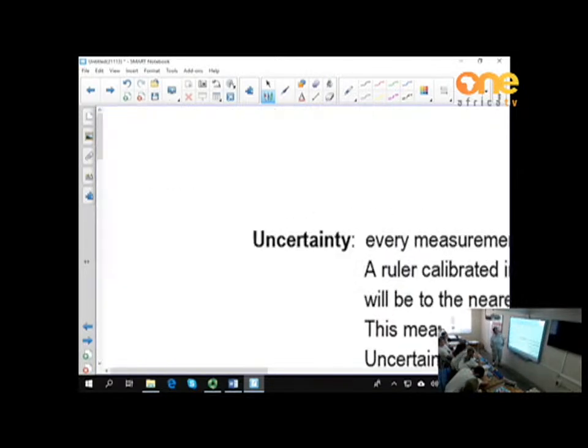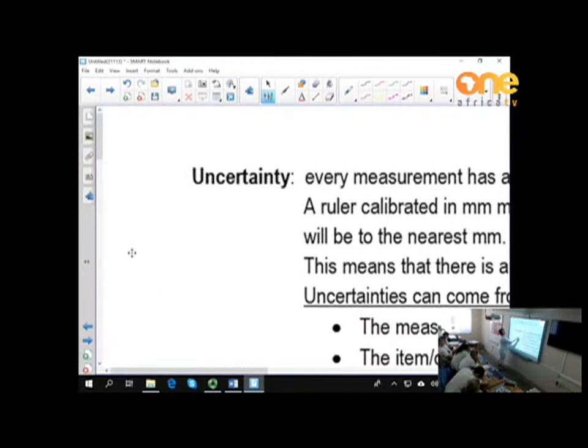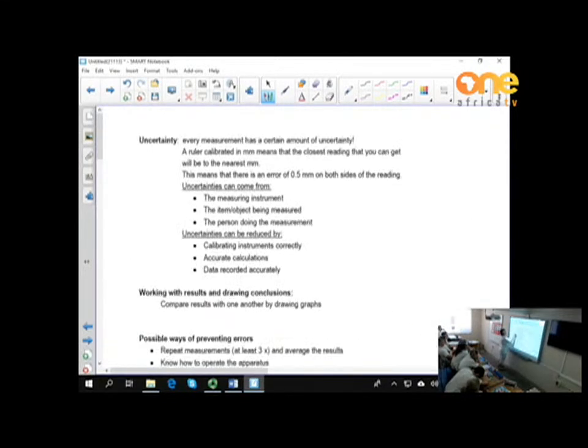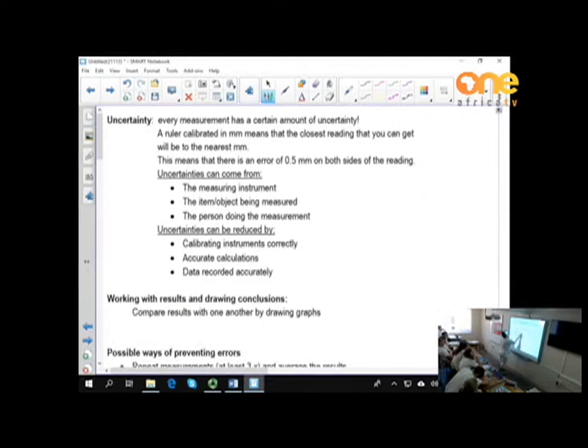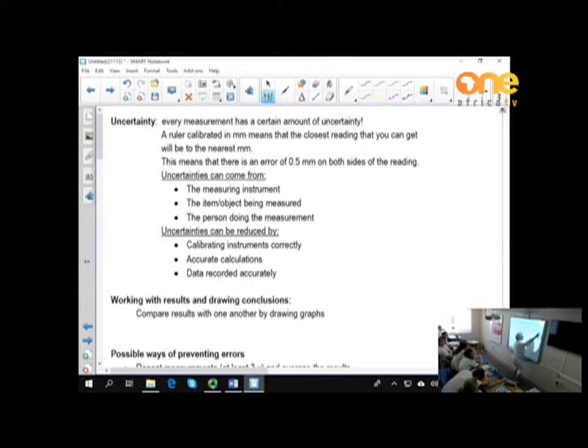And lastly, we've already done a little bit on uncertainty. Where is this one? Oh, goodness me, there. Let's just lock it.